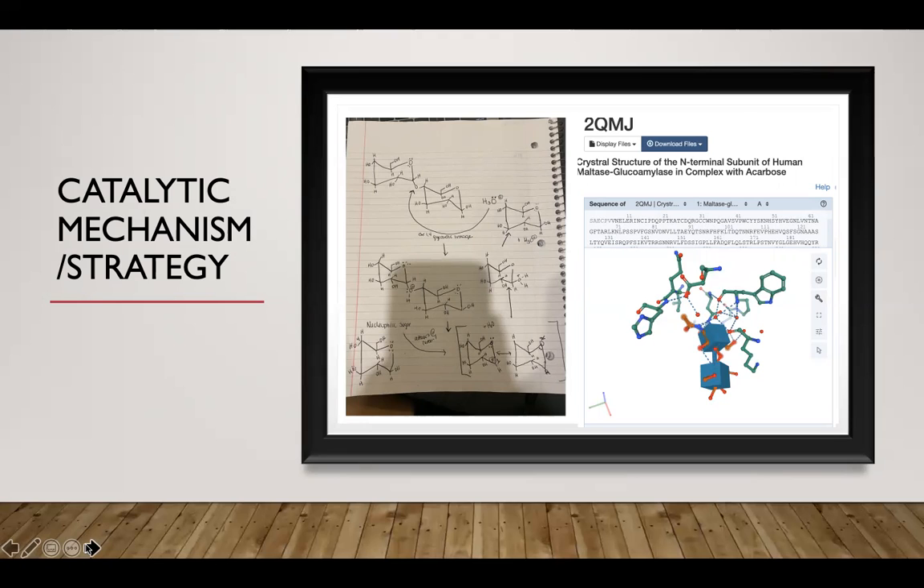The last thing that we should note about the mechanism is that the rate limiting step of this process is the release of product from the active site. This is probably the most common rate limiting step in a number of enzymatic reactions, and it is including for maltose hydrolysis.